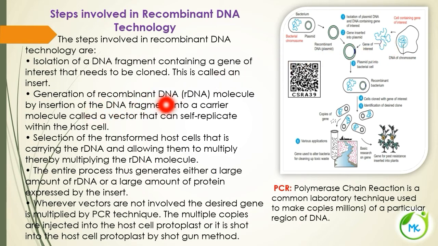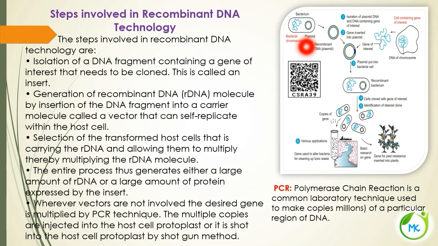The second step is the generation of recombinant DNA, that is rDNA molecule. So, how can you achieve this rDNA molecule? By attaching the gene of interest into a carrier molecule. That carrier molecule here is a vector. So, this vector should have the capability of self-replication within the host cell. Self-replication means it should replicate on its own. So, for that process, we are taking the plasmid as vector.